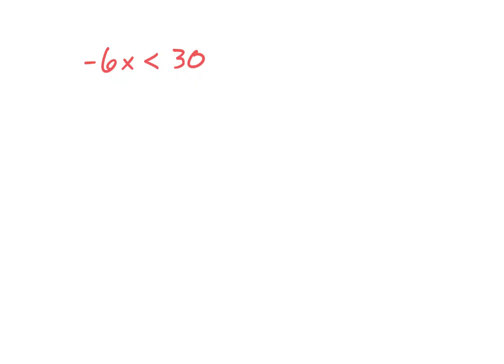Divide by negative 6, okay? Just like we've done with equations. We've solved a lot of equations the last couple of weeks. Here, we're going to divide by negative 6. We're trying to get x by itself. But here's the trick you've got to remind yourself. When we do inequalities, if I multiply or divide by a negative, what do I have to do? You have to flip the sign, okay?